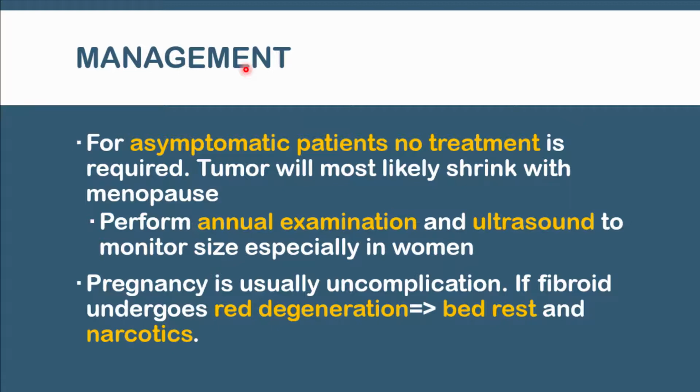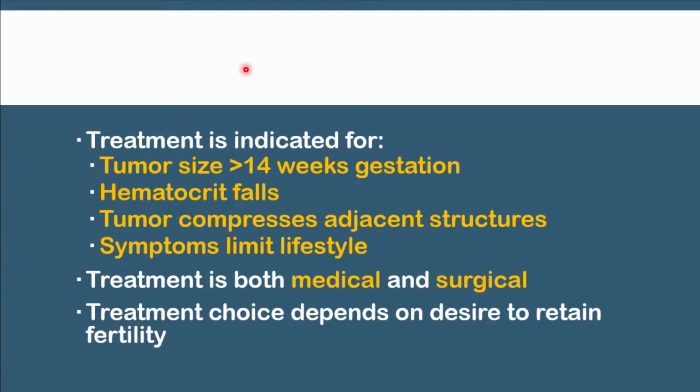The best that you could actually do is just performing these annual examinations, getting an ultrasound to actually monitor the size, especially in women, because you get worried if this mass keeps growing very quickly, because fibroids do not generally grow so fast. Then if a patient actually becomes pregnant and there's no other complications, sometimes the fibroid may undergo red degeneration, like I already explained. So all you can do is just bed rest and narcotics for this individual. That's all that you can do.